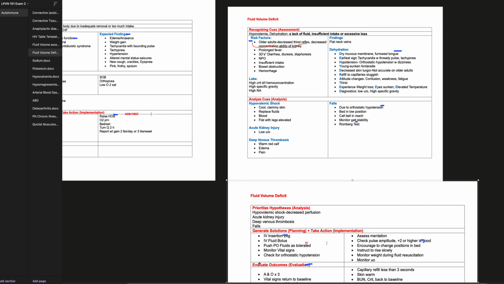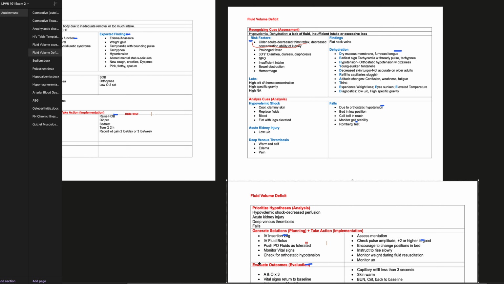Attitude change, and this is because of the sodium, confusion, weakness, fatigue. They'll have thirst because of the high sodium. They'll have weight loss, elevated temperature when you're dehydrated. They're going to have a high specific gravity. Remember, the higher, the drier, okay, and low urine output.